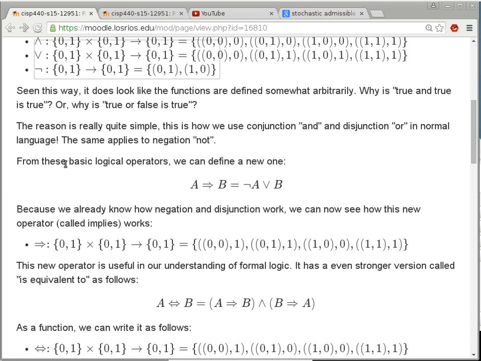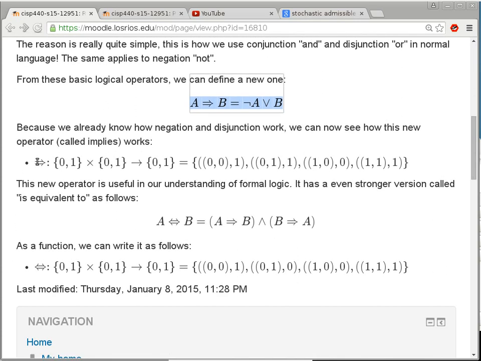All right. From these basic logical operators, we'll also define a new one. I think this is not new; I think we have seen this before. It's called implication. Not A or B is also known as A implies B. That's just the way it is. The good thing about Boolean logic is you can always define a function using a truth table. You cannot do that with integers easily, but you can with Boolean values.